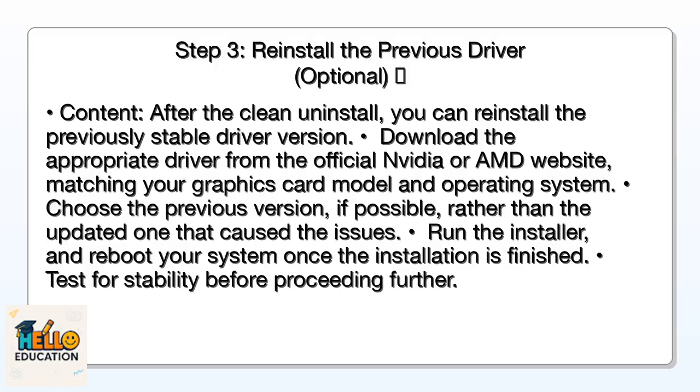Step 3: Reinstall the previous driver (optional). After the clean uninstall, you can reinstall the previously stable driver version. Download the appropriate driver from the official Nvidia or AMD website, matching your graphics card model and operating system. Choose the previous version, if possible, rather than the updated one that caused the issues. Run the installer and reboot your system once the installation is finished. Test for stability before proceeding further.